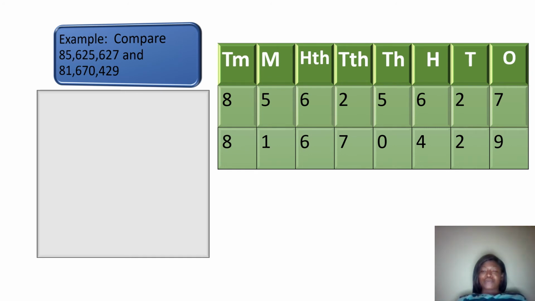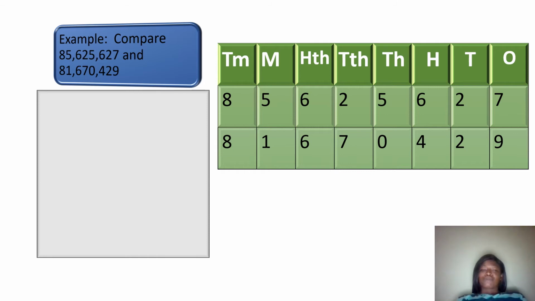So as we already know, we have our ones, we have our tens, we have our hundreds, thousands, 10,000s, 100,000s, millions, and 10 millions. And anytime you are writing your numbers on the place value chart, we always start writing them from the ones. We don't start from 10 millions. We start from the right side, then we continue to the left.